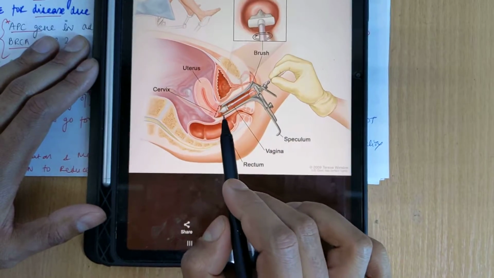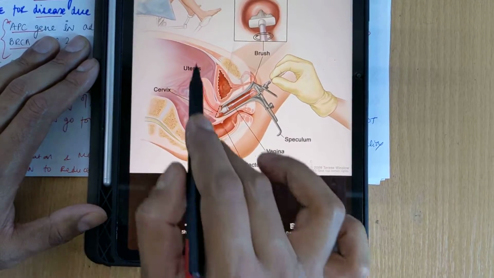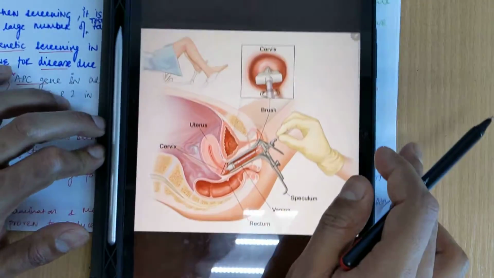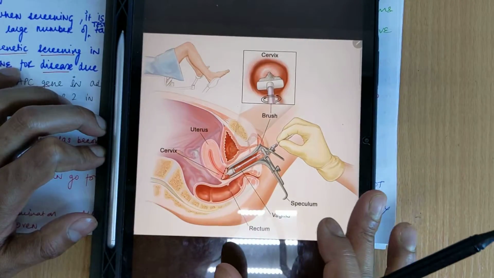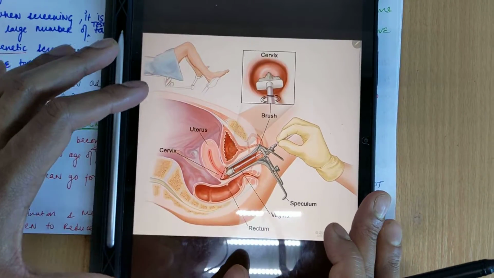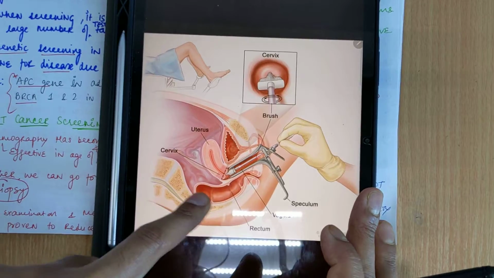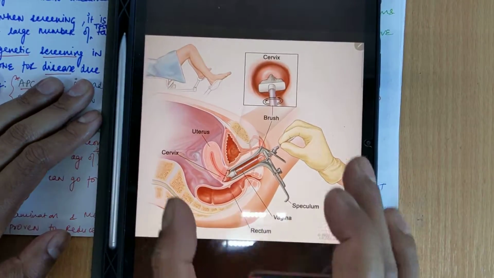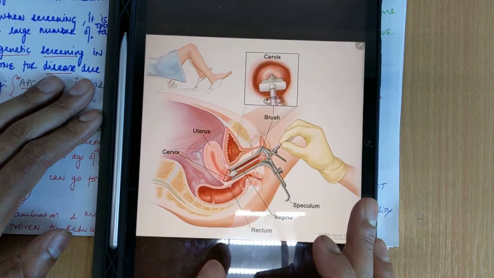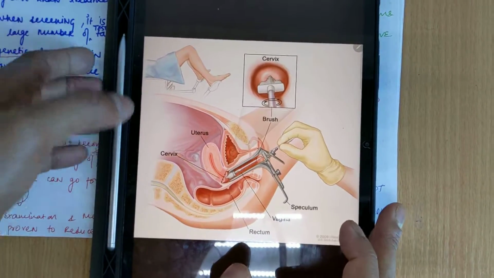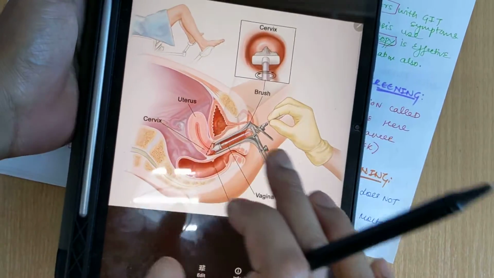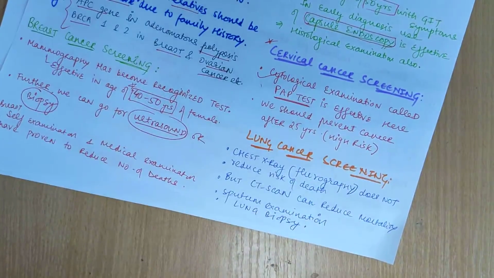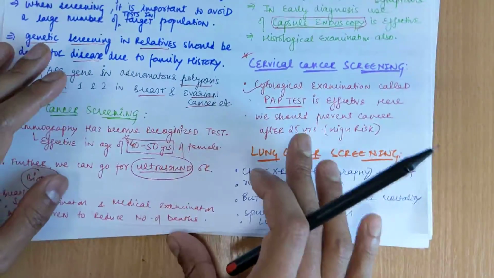This is the cervix, and the cells are taken out with the brush. You can see this position is the lithotomy position, and the patient is placed and the speculum is inserted, and from that some part of the cervix is taken out, and then histological examination is done to detect the cancer cells. So this is called the pap smear test for detecting cervical cancer.